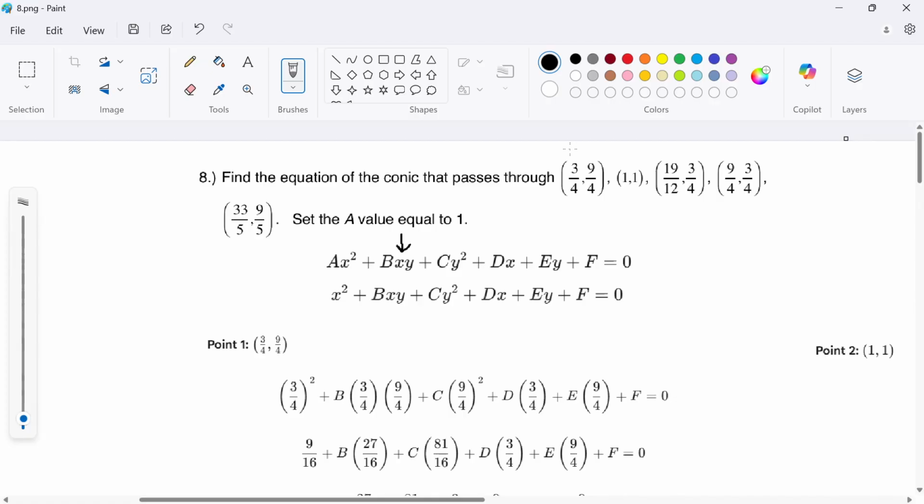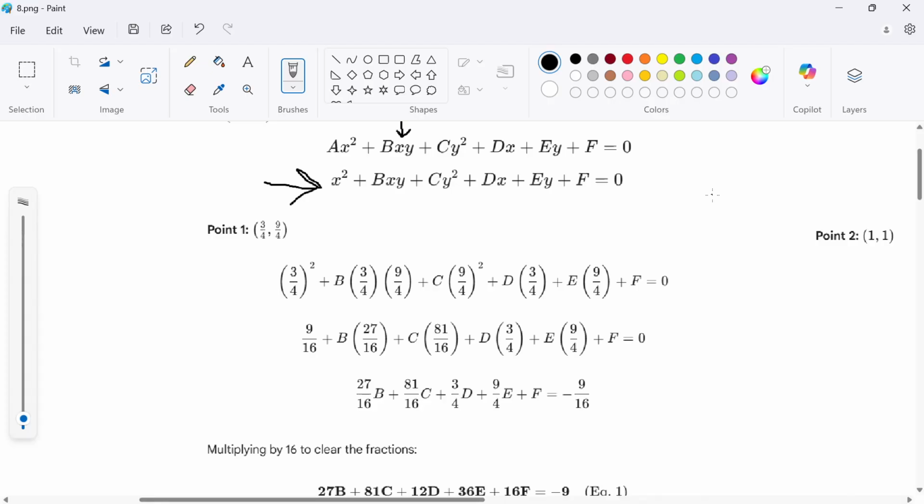Anyway, I'm going to plug these points into this general equation with a set to 1, and then find 5 equations. Put those into 2 different matrices, and then use the inverse of the first one times the 1 by 5 matrix with the solutions of each one of these 5 equations, and then I'll get my values for B, C, D, E, and F.